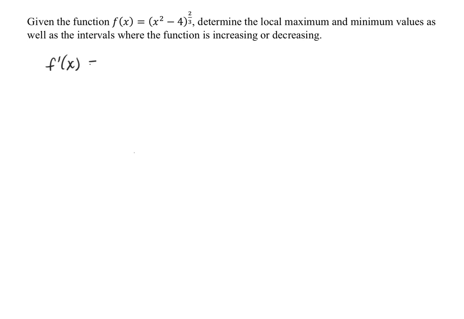And you will notice that this function is a composite function. So we have the outer function being a function raised to the 2/3 power, and the inner function being the quantity x squared minus 4. So we need to utilize the chain rule. So our derivative will be 2/3 times the quantity x squared minus 4 to the negative 1/3 power. That's the first part of the chain rule.